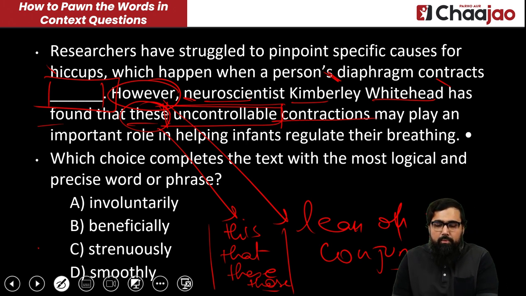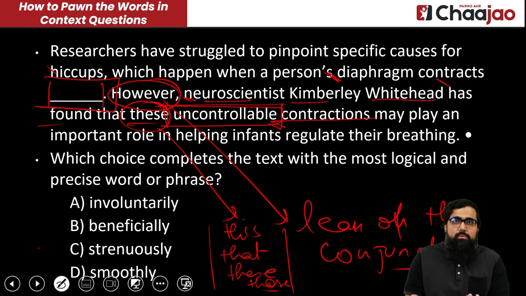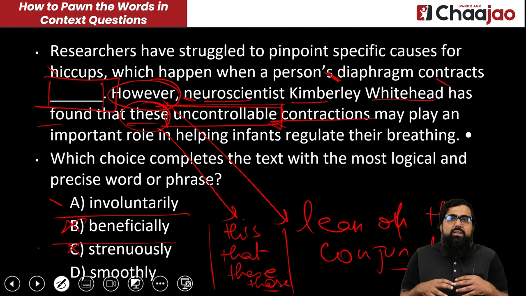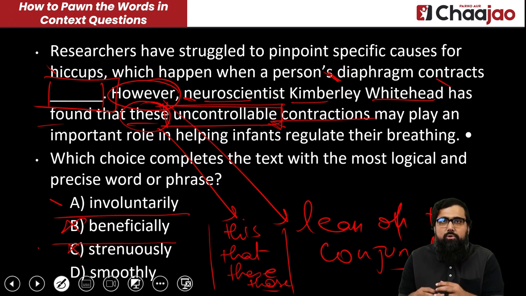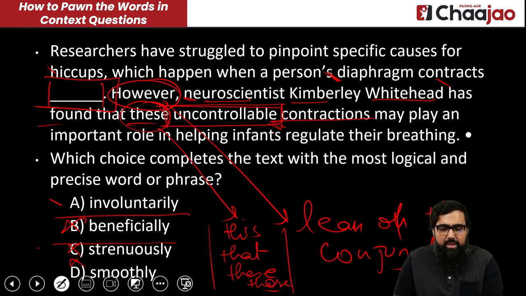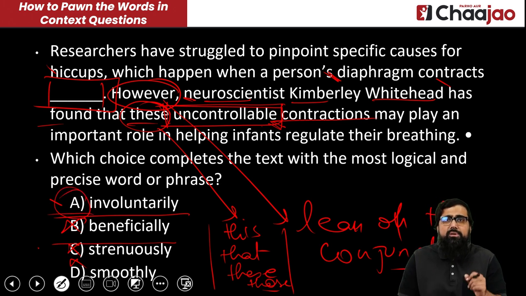So over here we are talking about something that is uncontrollable, right? So we have to look for that word in the options. The first word that you see is involuntary, and it can be the answer. The second one is beneficially, completely irrelevant. Obviously it will be eliminated. Strenuous is when you exert yourself, work hard or something like that, so obviously that cannot be the answer over here as well. And smoothly cannot be the answer over here as well. So you are left with only one option, and that one option is involuntary. This can only be the answer over here.